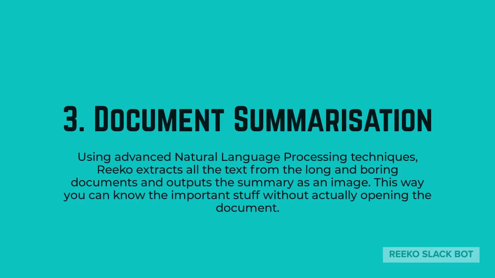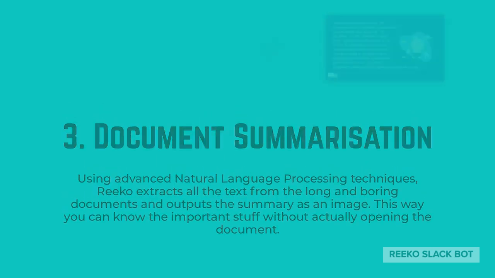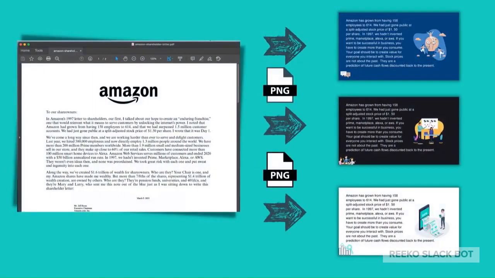The third feature is document summarization. Using advanced natural language processing and natural language understanding techniques, Reeko extracts all the text from the long and boring documents and outputs the summary as an image. This way, you can know the important stuff inside a document without actually opening it. You can summarize all kinds of documents from minutes of the meetings to UNICEF reports. In this example, we have summarized the Amazon shareholder letter from 2020.